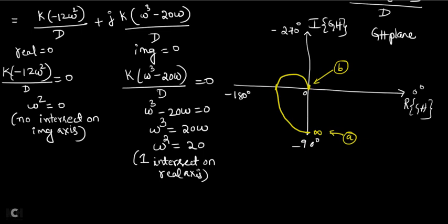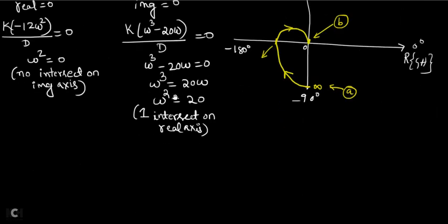And how is the direction? Point A to B. So the direction should be point A to B, like this. Now at this intersection point, wherever your intersection is happening on the real axis, what is the omega value you have got? Omega square is equal to 20. So here, let me write, this is your intersection on the real axis. Let me write there omega square is equal to 20.